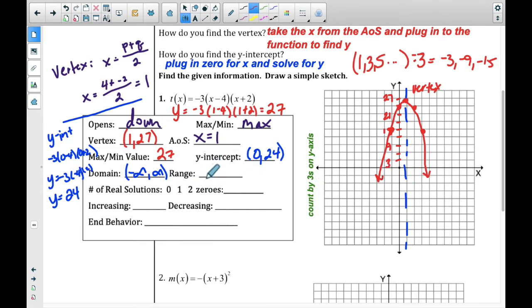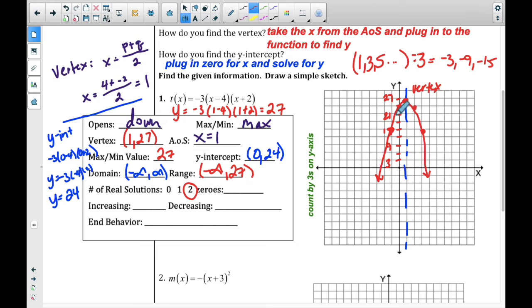Okay, let's get back to our text box. Our range goes from -infinity all the way up to 27. We can see that we will have 2 real solutions. Now, what are those solutions? I'm not sure if we can find out what they are from this graph. Let's double check and see.